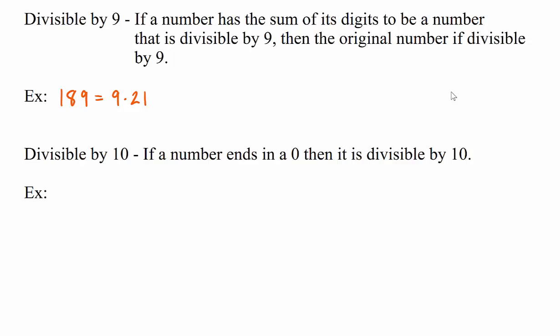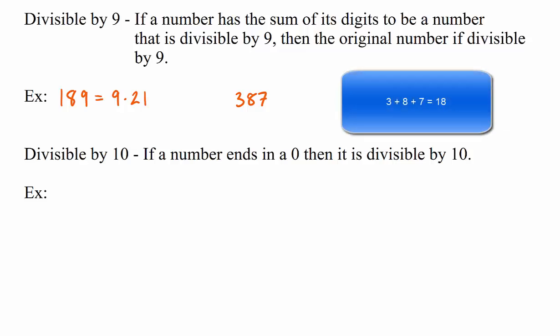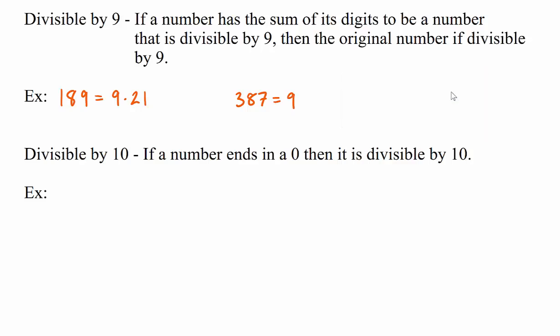One more example. Let's say 387. 3 and 8 make 11. 11 and 7 make 18. 18 is divisible by 9. And so therefore, I know that this number would have been also divisible by 9. And then finally, if a number ends in 0, then it is always divisible by 10. So as an example, 230, that will be 10 times 23, and 3,450, that would be 10 multiplied by 345.